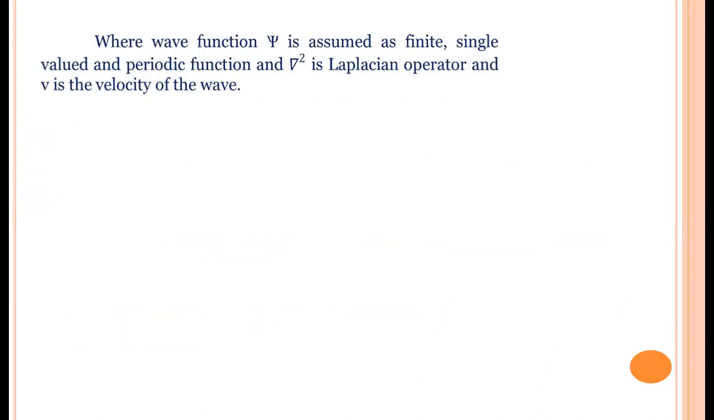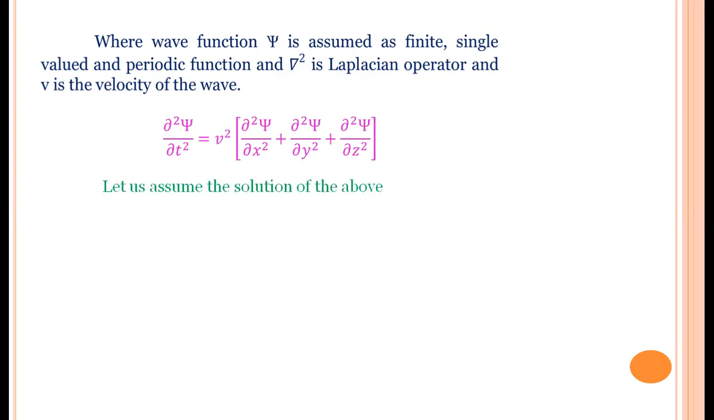where del square is also called the Laplacian operator. Del is equal to i into del by del x plus j into del by del y plus k into del by del z. Del square is equal to del dot del, that is equal to del square by del x square plus del square by del y square plus del square by del z square. When this del square value is substituted in the above equation, that is del square psi by del t square is equal to v square into del square psi by del x square plus del square psi by del y square plus del square psi by del z square.